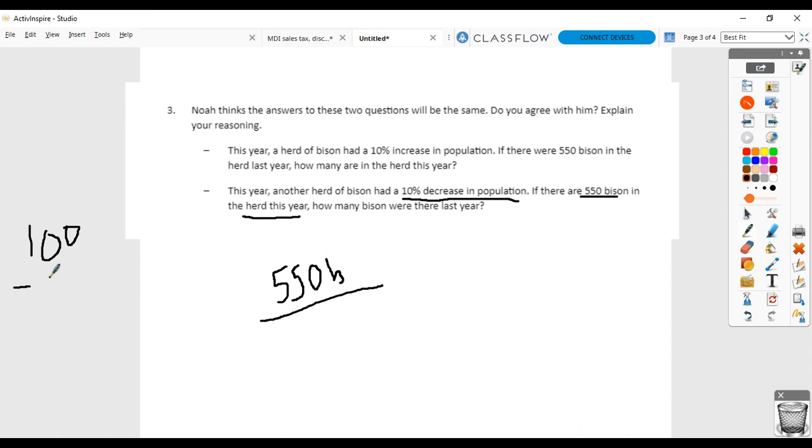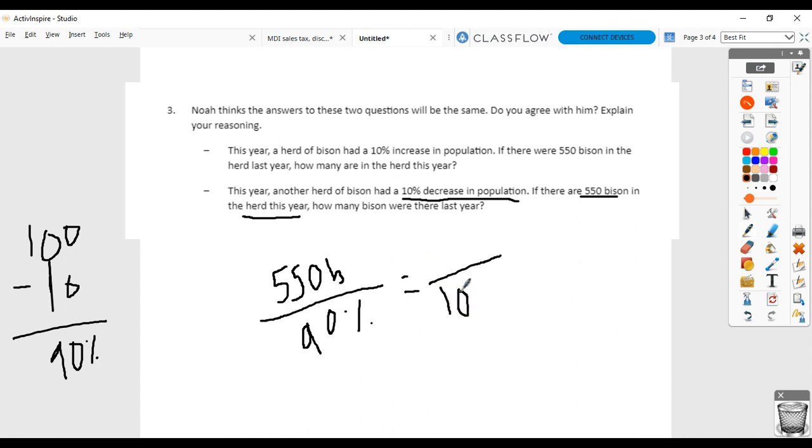So we know decrease in math means subtract. So I start with 100, subtract 10% from my decrease, and that gives me 90%. So this one, it says, because it says this year, then it also says this year there was a decrease, I had to take 100 minus 10 to get 90%. Now, this is comparing it to last year, and last year was the starting point. So because last year was the starting point, the percent for last year is 100. So go ahead, solve this proportion.